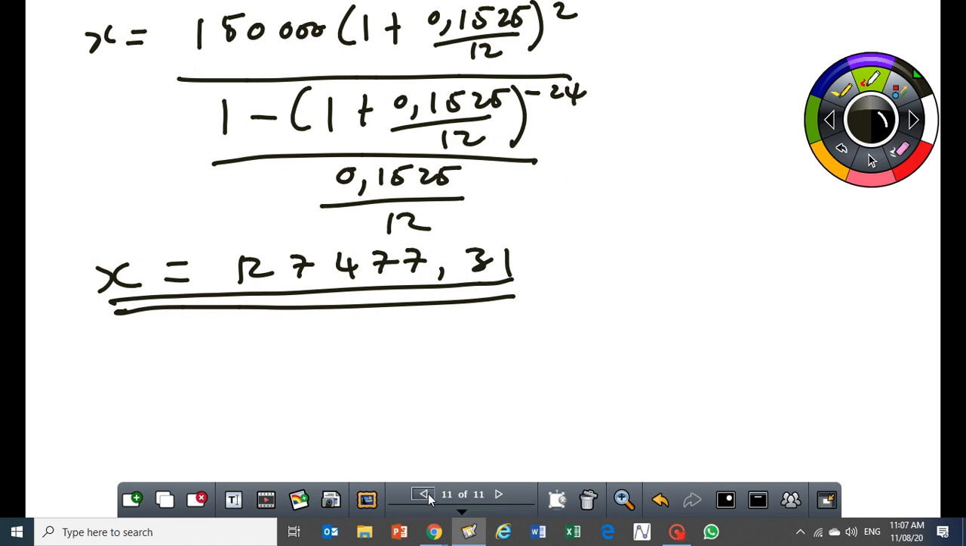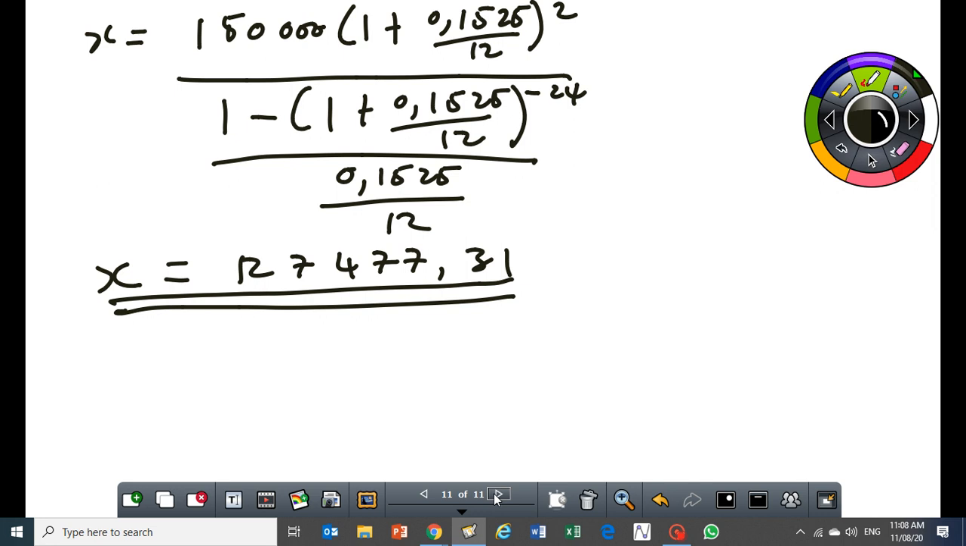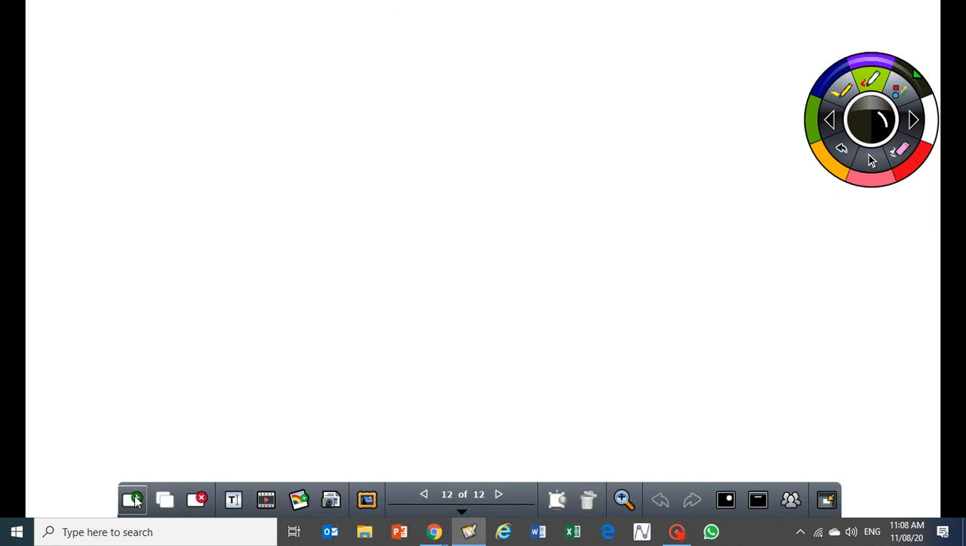Then the next one says calculate the balance outstanding immediately after Clive makes his 18th payment. He makes his 18th payment. How much money is he owing? Remember, to calculate the balance outstanding, you can use the present value formula. That's question 3.2.2. So I'm going to use the present value formula.